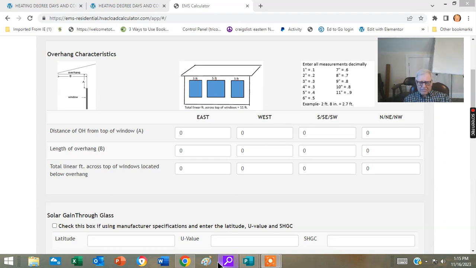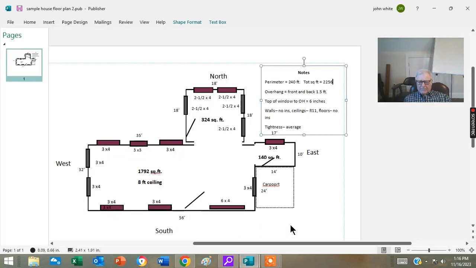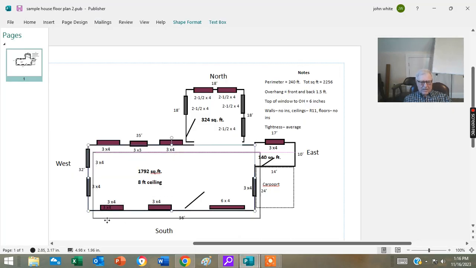Okay, so let me go back to my picture here. First question it asks you, what's the distance of the overhang from the top of the window, which is A, from the top of the window to the overhang. In this case, it's 6 inches, and we've got to enter it as decimal feet. 6 inches is a half a foot, which is 0.5. It's facing south. Let's go back to my picture again. I got an overhang here.